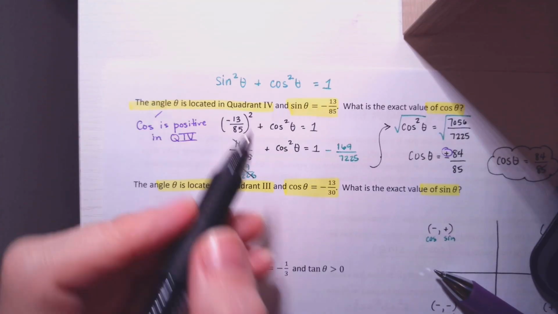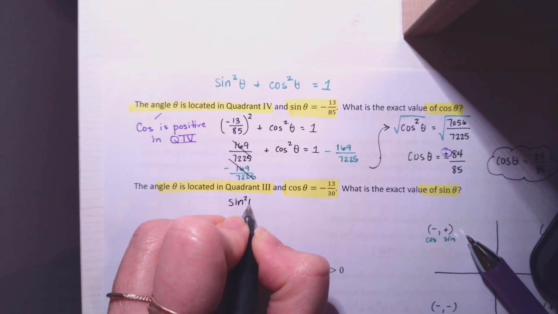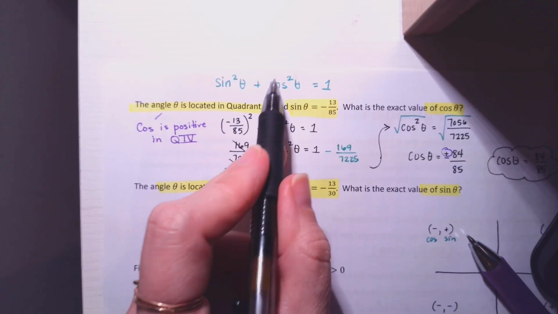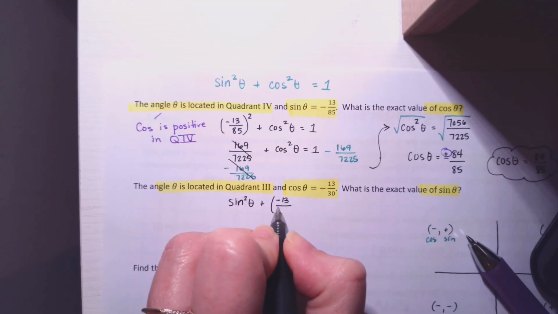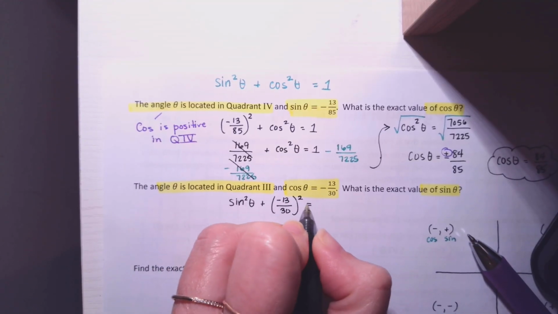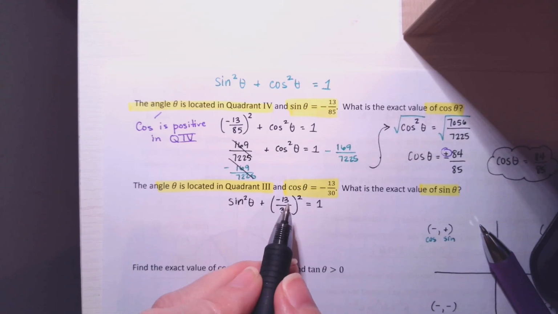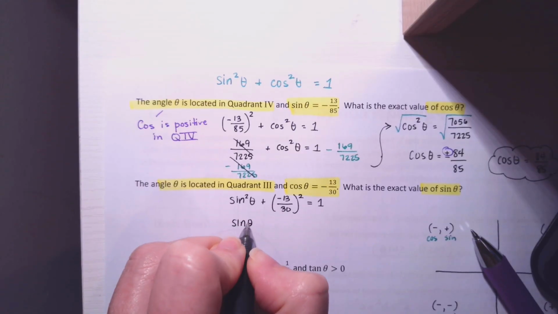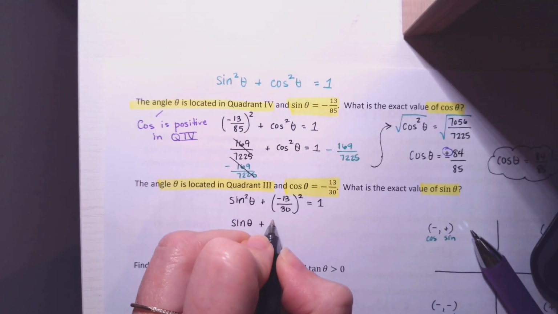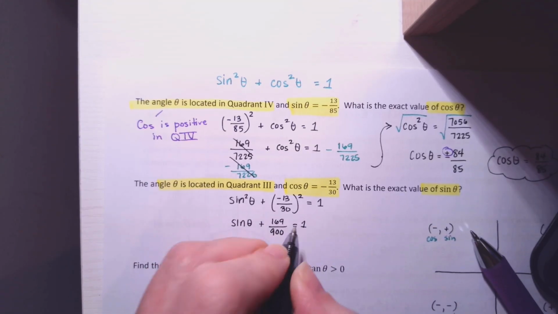So at the beginning, I'm going to have my sine squared theta. I don't know sine yet. Plus my cosine squared theta, which really just means square your cosine, equals 1. Then I'm going to start simplifying and solving this for the sine value. First thing I'm going to do is square this little fraction here. If you square negative 13 and square 30, let's see what you would get. Square 13, that's 169 over, this would be 900 if you square it, equals 1.